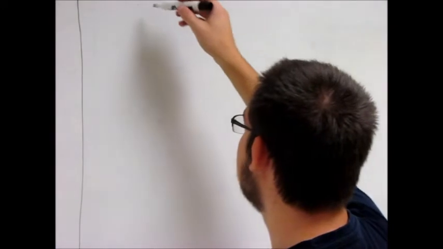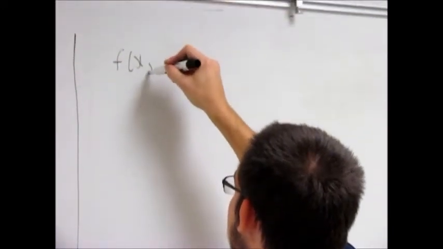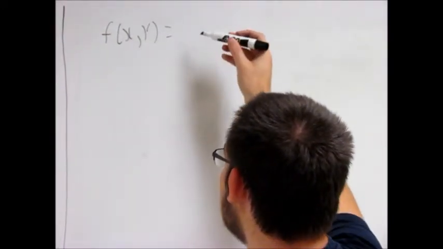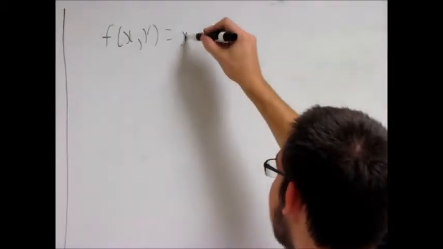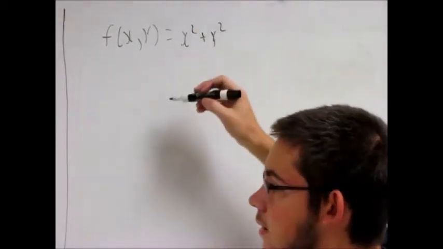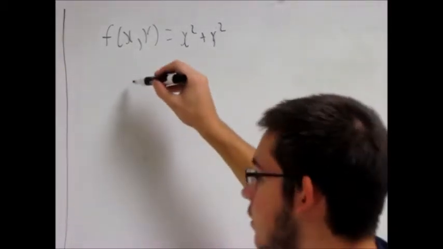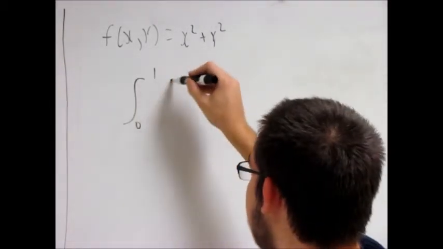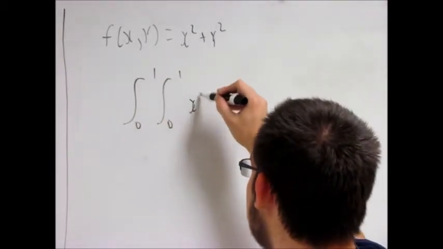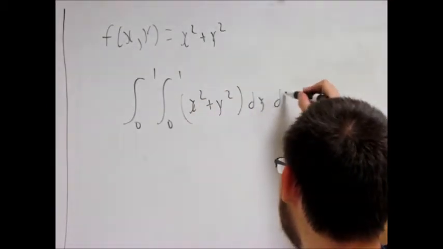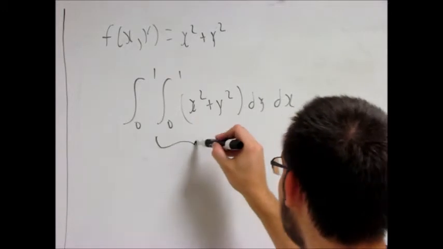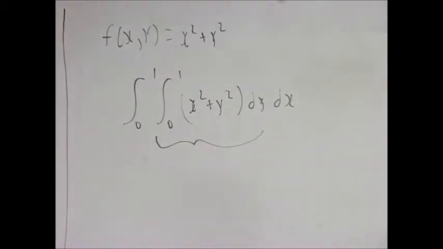Let's say we have a function. Actually, no, let's first just calculate this one, just to get used to it. So f of x, y was x squared plus y squared, and that was just the integral from 0 to 1, 0 to 1, y dx. So first what we want to do, of course, is evaluate the inside integral.